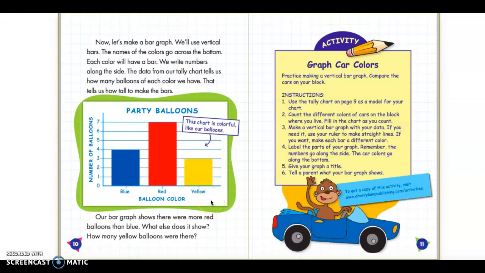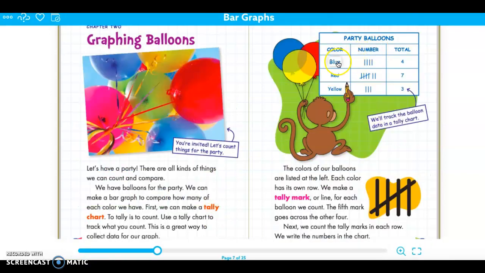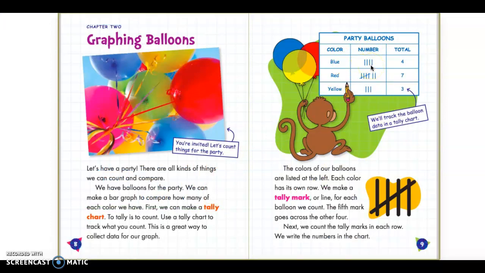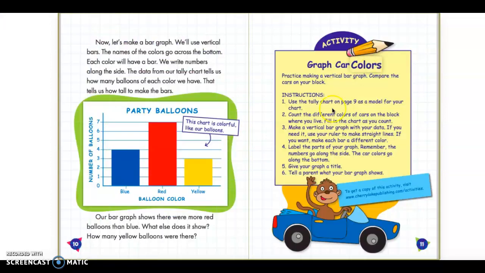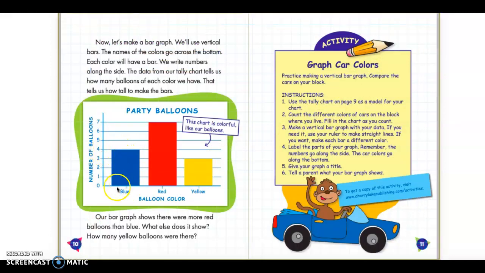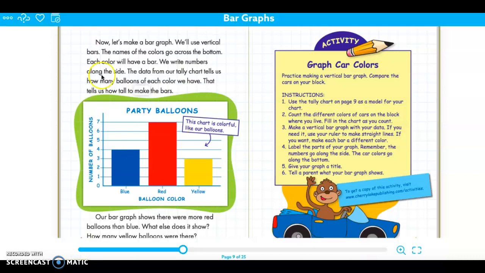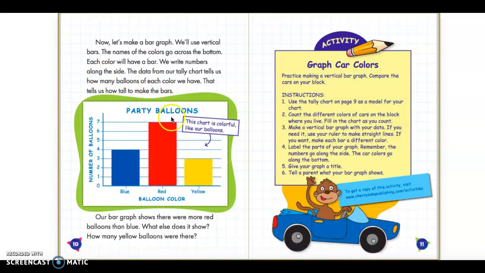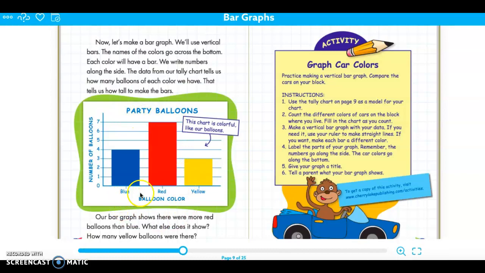So they took their data from this chart here. So remember, there were 4 blue balloons. And you can look here on their bar graph, how many did they put? 4. They put their bar up to the 4. So they really just took the data from their tally chart and added it to this nice bar graph. They also put the labels up top for the title, which is Party Balloons, and they labeled it down below with the colors.